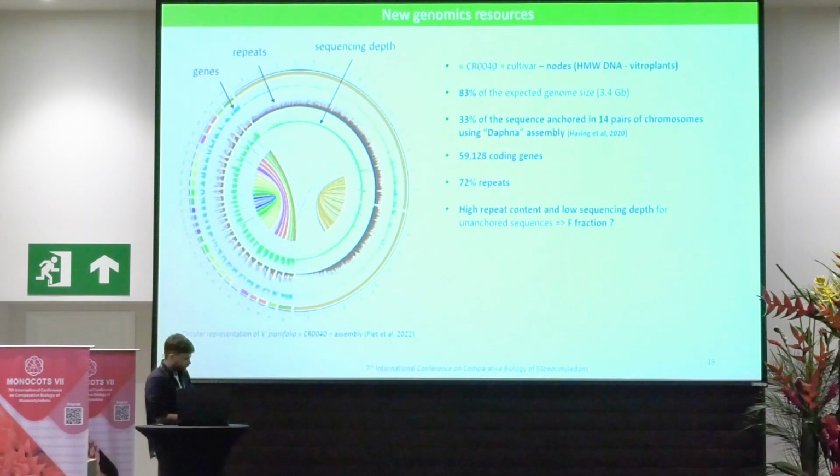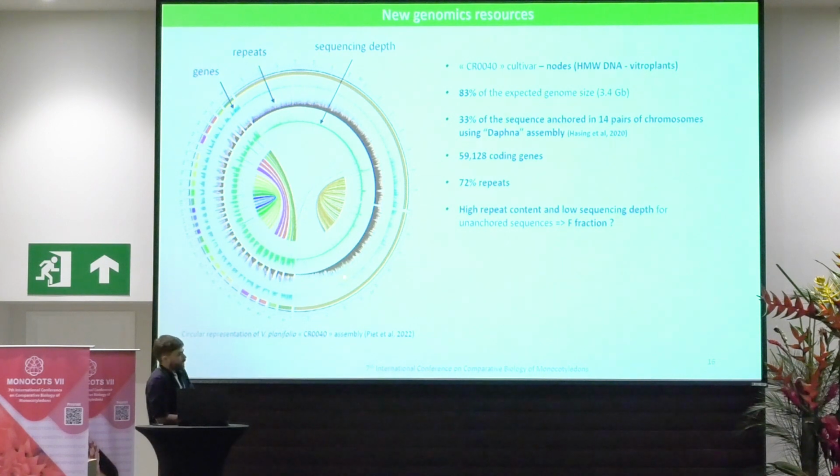So here's our result with another circular representation. So you can still see here in colors the 14 pairs of chromosomes. And what we added, in fact, compared to what was previously obtained, is all these unanchored sequences in brown, which represent 2/3 of the genome that we didn't succeed in anchoring on the chromosomes.